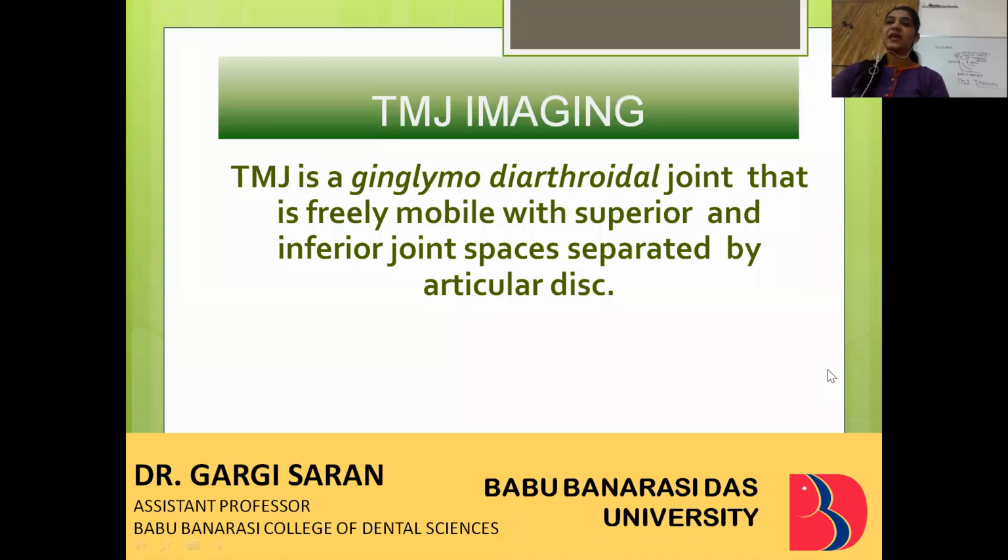Now, TMJ is a ginglymoarthrodial joint that is freely mobile, with superior and inferior joint spaces separated by an articular disc. This joint can translate in any direction: superiorly, anteriorly, inferiorly, medially, and sideways also. That is why it is named a ginglymoarthrodial joint. It can move in all four directions.